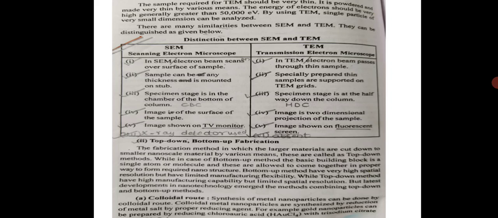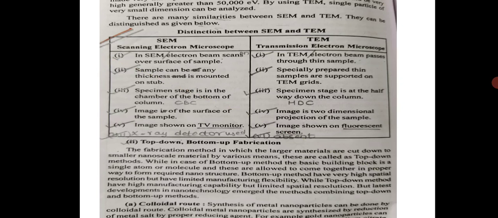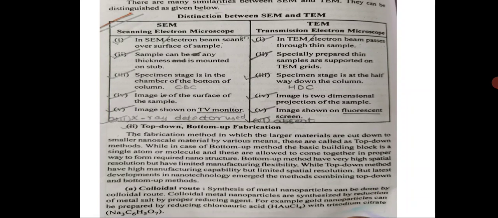Bottom-up methods have very high spatial resolution but limited manufacturing flexibility, while top-down methods have high manufacturing capability but limited spatial resolution. But the latest developments in nanotechnology have emerged methods combining top-down and bottom-up methods.